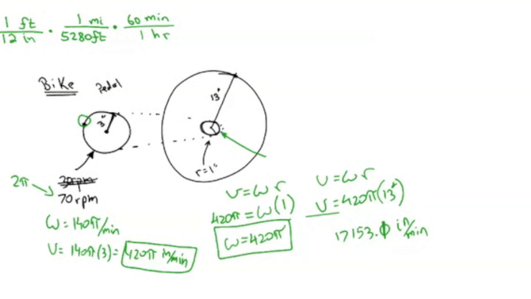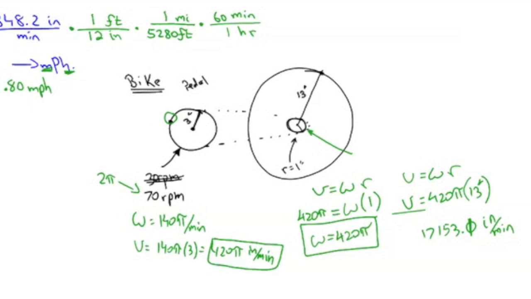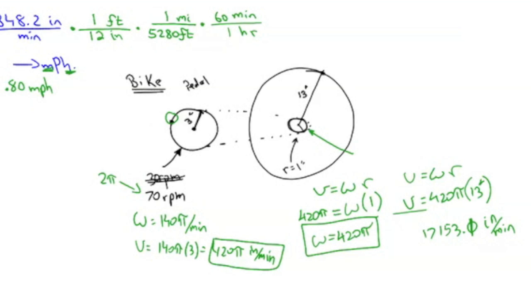Now I need to convert inches per minute into miles per hour. Same calculation as in the green up here. You're going to multiply by 60, so 17,153 times 60 divided by 12. I'll write it down and do it. 16.2. So this is approximately 16.2 miles per hour. And that's how a bike works.